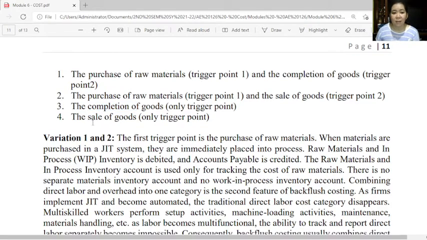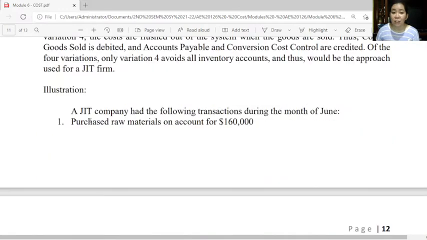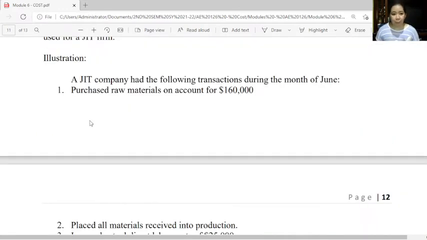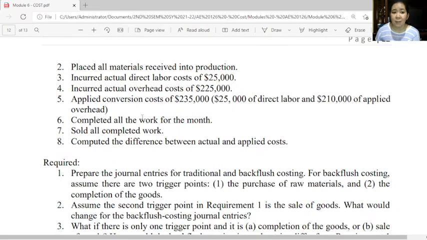To understand better, we have here an illustration. We have a GIT company, and they have the following transactions. They purchased raw materials for 160,000 and placed all materials into production. They incurred direct labor of 25,000, actual overhead is 225, and applied conversion cost of 235,000, which is composed of 25,000 direct labor and 210 applied overhead.